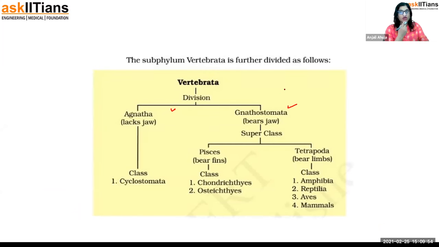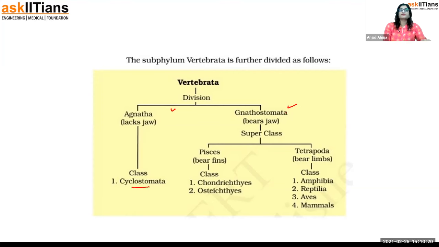Gnatha, what is used for the jaws? I'm going to show you my teeth, but jaws are a little deep, so I'm not going to show that on camera. Okay. So agnatha is lacking jaw. Agnatha, A means absent. Gnatha is jaw. So jaw is absent. And the class under it is cyclostomata. That's what I did not mention till now.